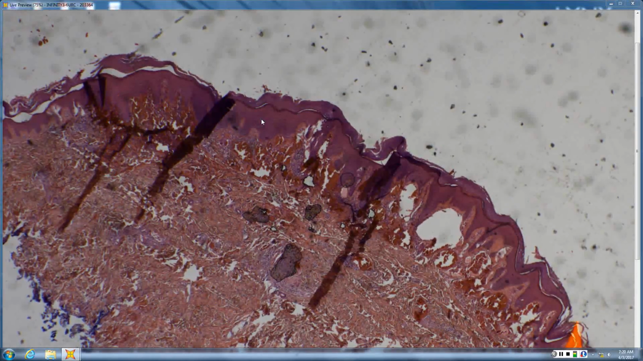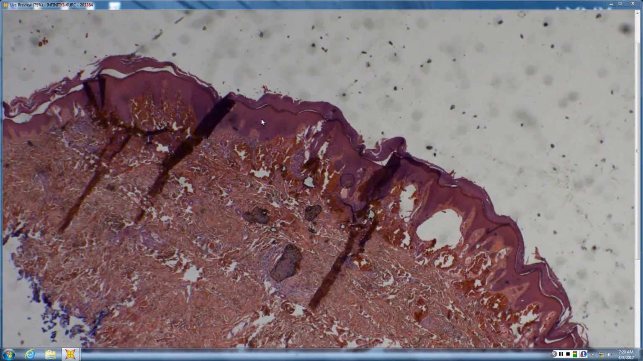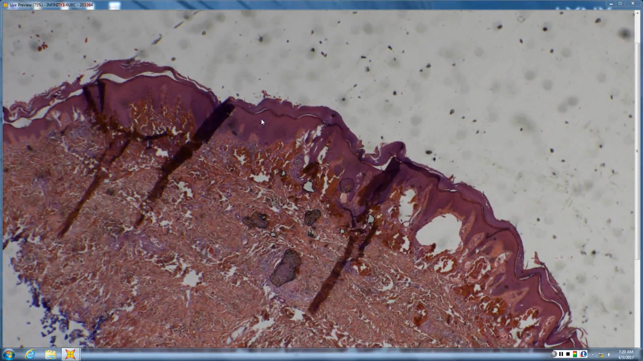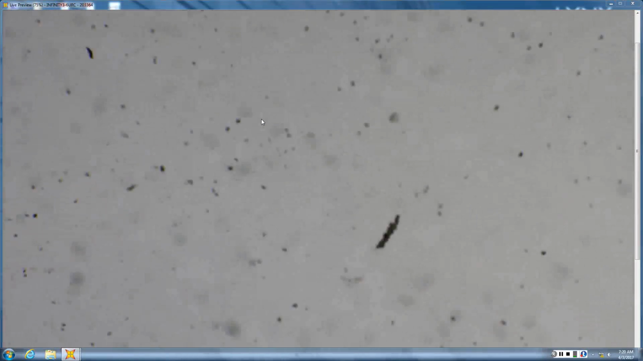It has some pretty decent acanthosis with overlying hyperkeratosis that is really just around this lesion, because if you look at the periphery, it thins out a little bit and gets a little more normal. And so that really speaks to this being an angiokeratoma versus a lymphangioma.